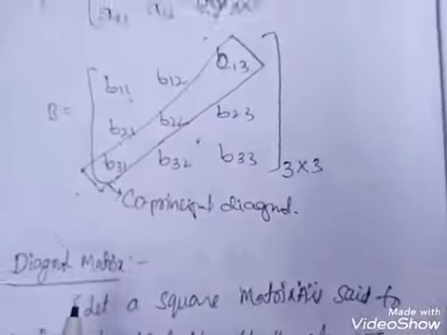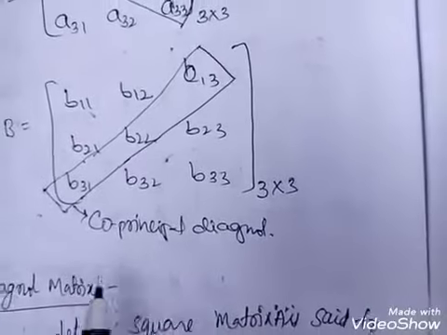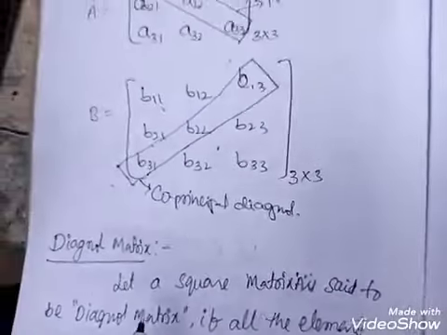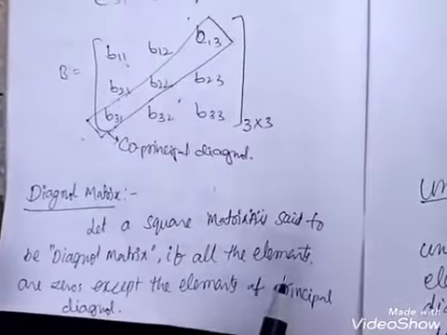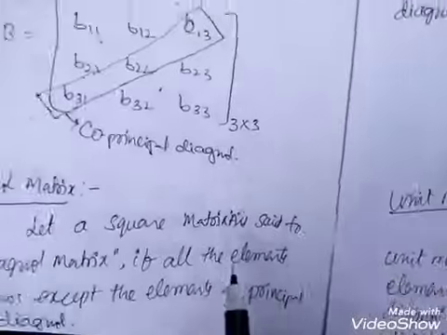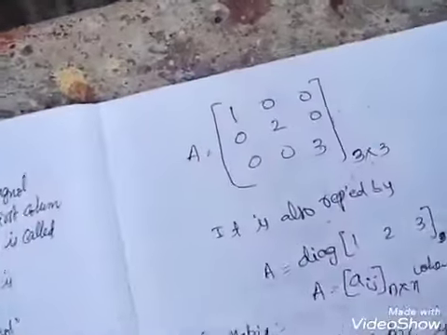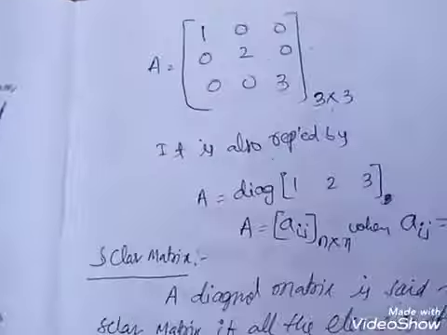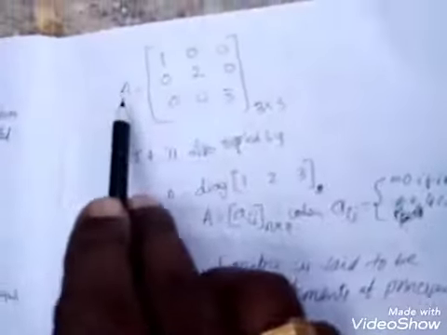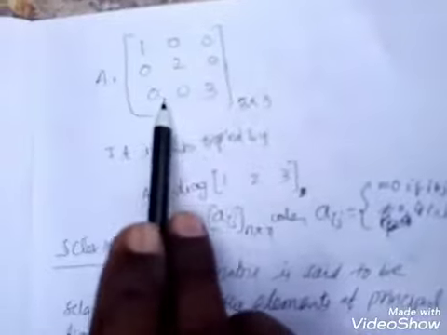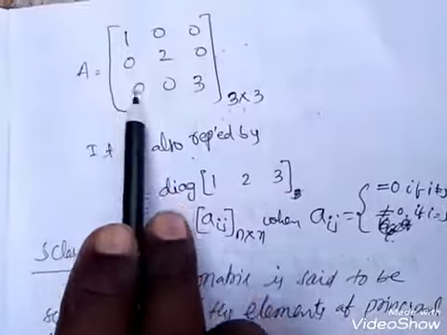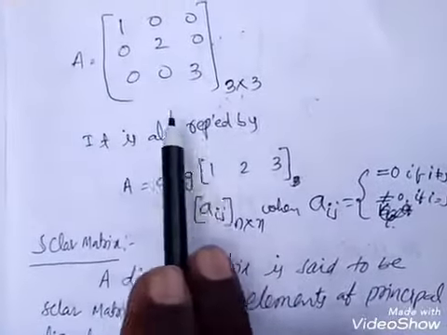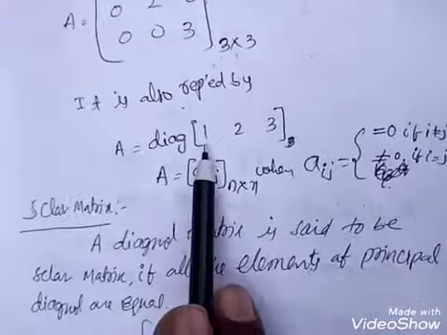Now we are moving to the diagonal matrix. What is a diagonal matrix? A square matrix is said to be a diagonal matrix if all the non-principal diagonal elements are zeros. Otherwise, all the elements are zeros except the elements of the principal diagonal. Now observe the example: 1 0 0, 0 2 0, 0 0 3. The elements of the principal diagonal are not zeros and all other elements are zeros. It is also represented by A is equal to diag(1, 2, 3).